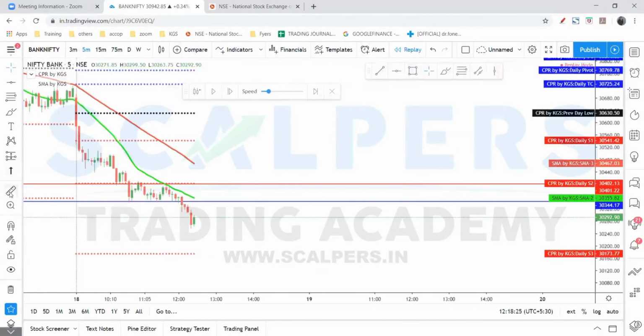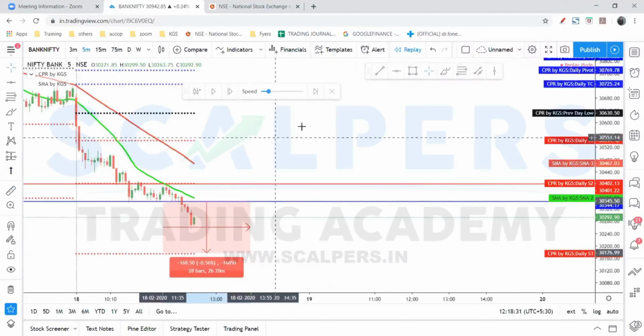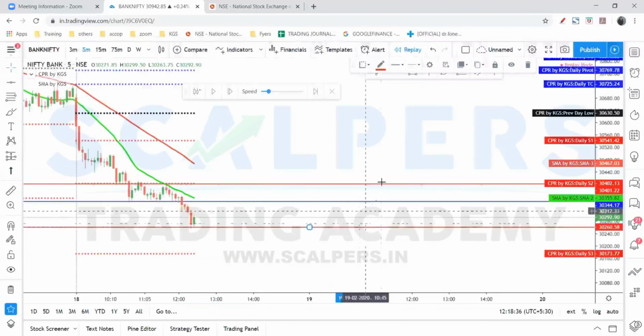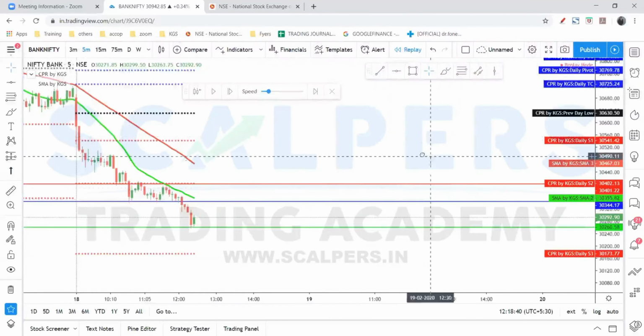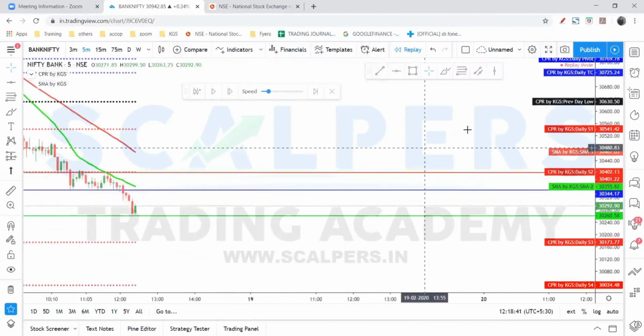Approximately how many points will I keep as my target? See, approximately this arrow will be my target. So I am getting around 80 points in futures.